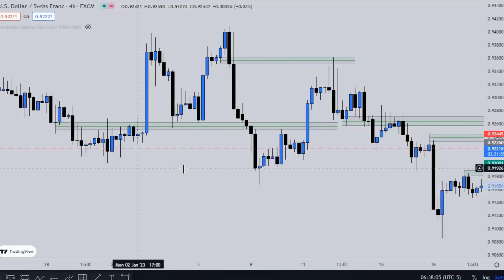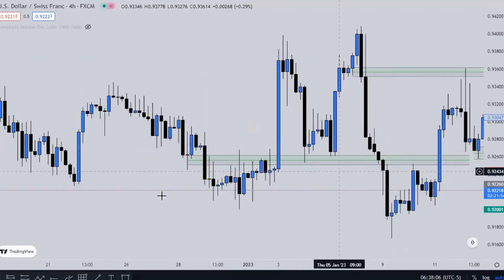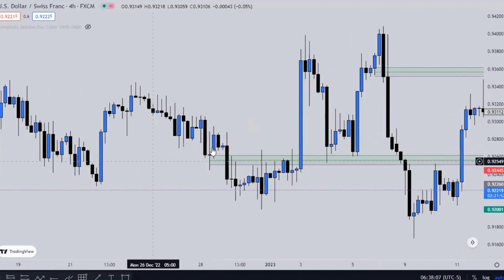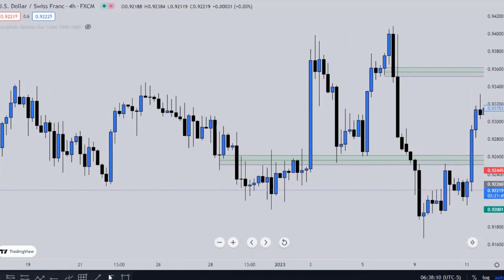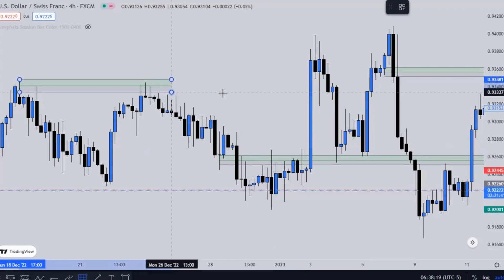After joining here, we execute on the 1 hour. So you want to make sure you have all the levels up. You see this resistance here, it has been tested at least twice. You feel me? You want to draw this across.